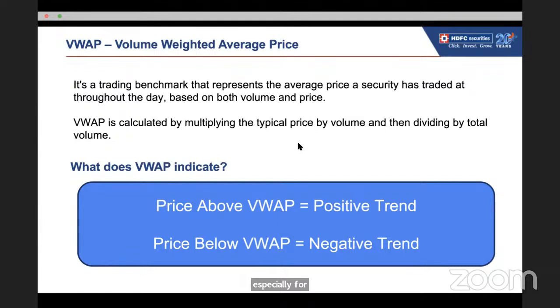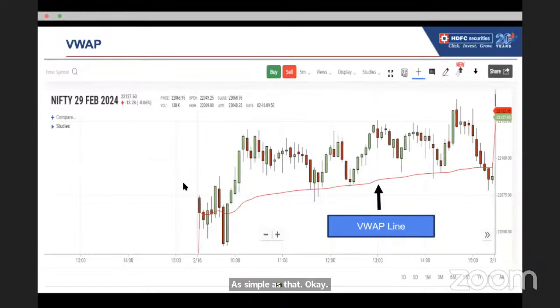So what does VWAP indicate? Okay, so if the price is above VWAP, it means that the trend is positive. Okay, if the price is below VWAP, it means that the trend is negative. इसका लॉजिक क्या है? लॉजिक ये है कि ये जो VWAP का लाइन फॉर्म होता है, वो लाइन क्या है, average of your volume and price that's been trading that whole day. करेक्ट. So अगर उस एवरेज प्राइस के नीचे आपका करंट प्राइस ट्रेड कर रहा है, उसका मतलब क्या है कि उसमें नेगेटिव बायस आ गया. अगर एवरेज से ऊपर है उसका मतलब है पॉजिटिव है. As simple as that.